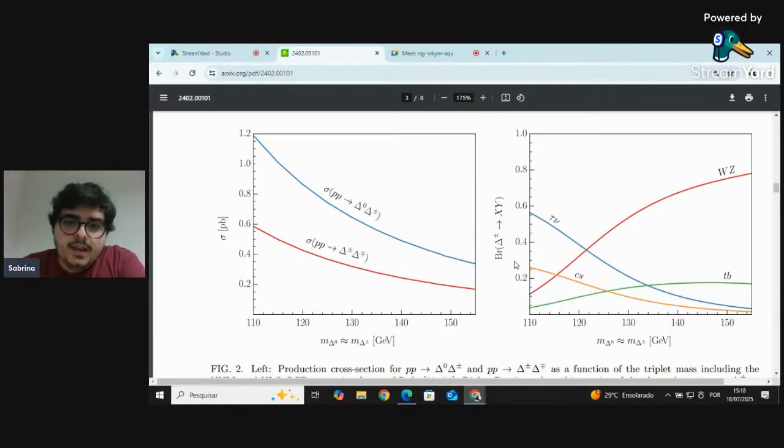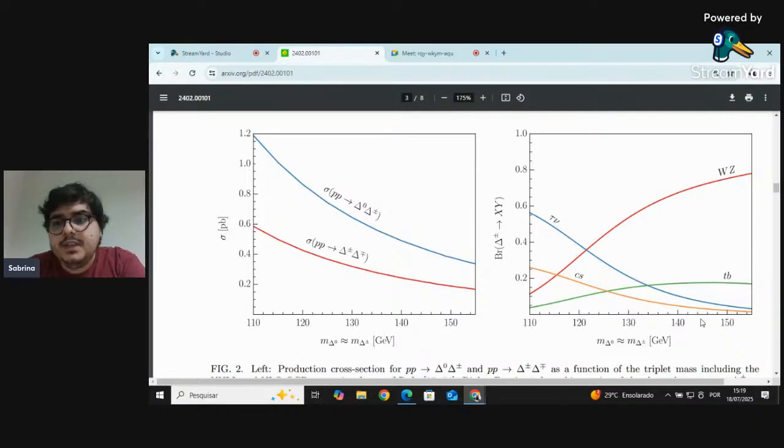And as you can see, the branching ratio of the charged scalars going to X and Y, remembering X and Y are W, Z, t and b, c, s, tau, and neutrino, change according to the mass. They consider, because of the VEV, the mass of the neutral scalar approximately equal to the mass of the charged scalar.